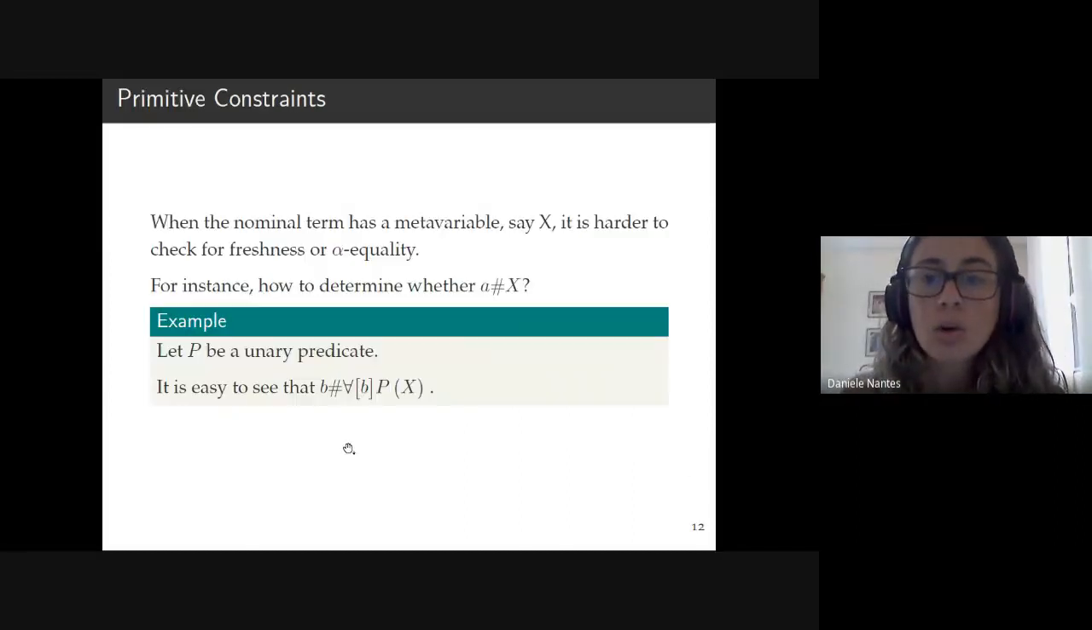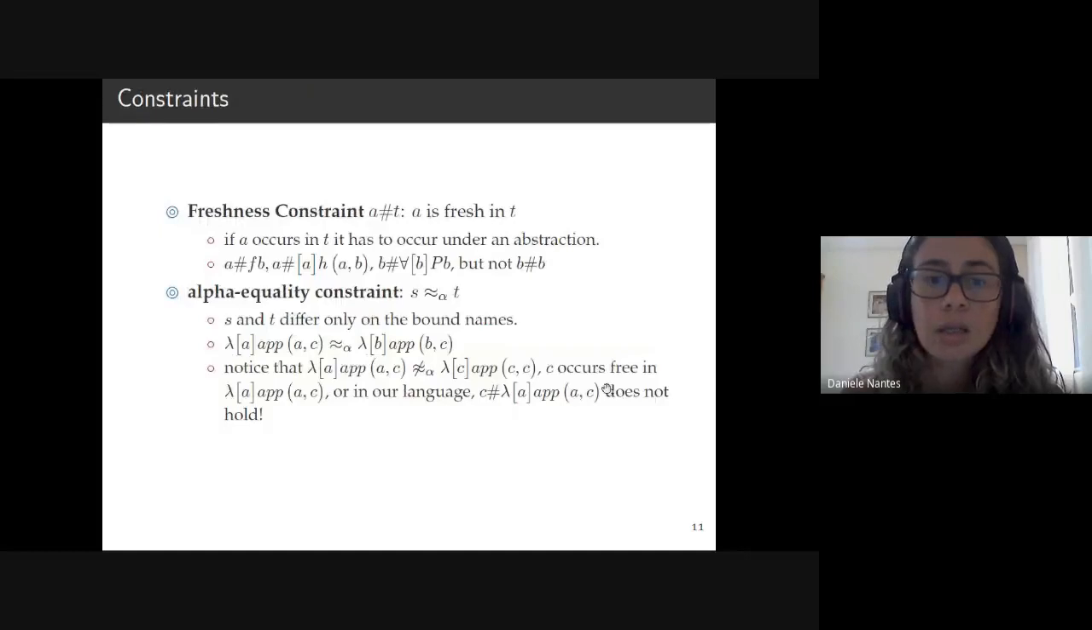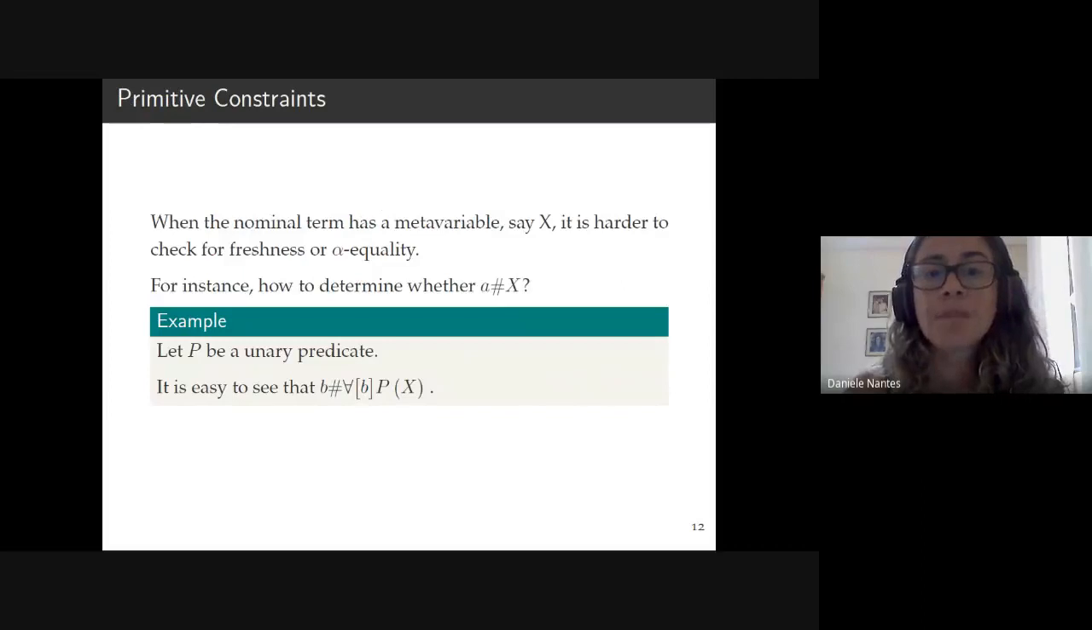Okay, so C occurs free in this term, and observe that C occurs free in this lambda A, application of A and C, and you do not have the property that C is fresh for this term, because to be fresh it cannot be free. Okay, so these things are going to be combined. Freshness and alpha equivalence are going to be combined.